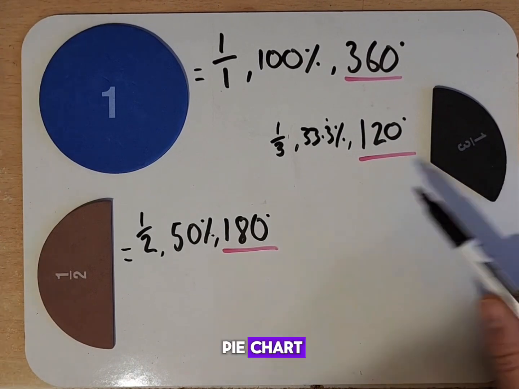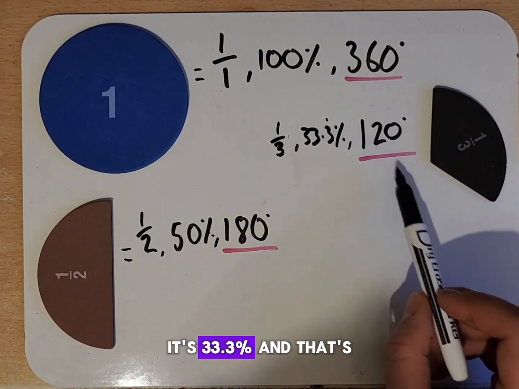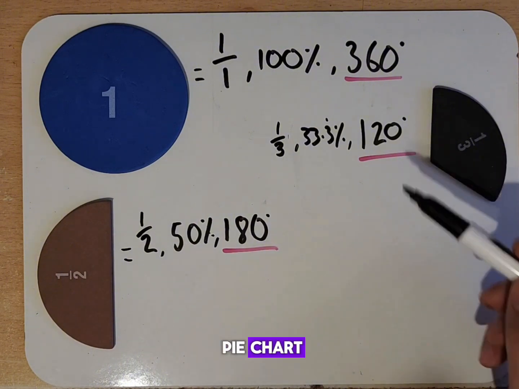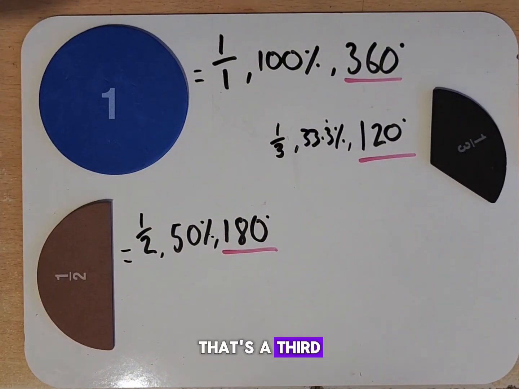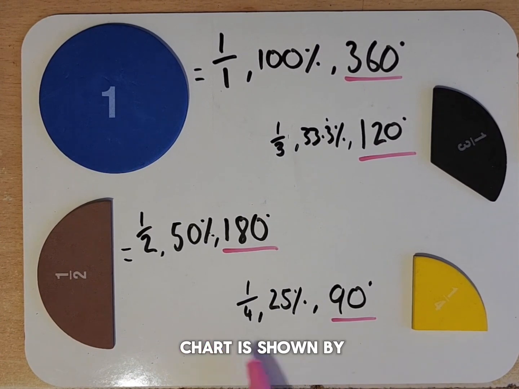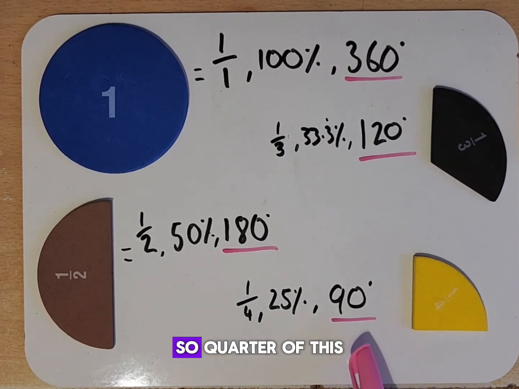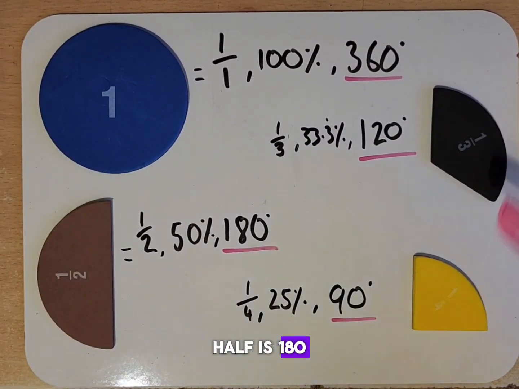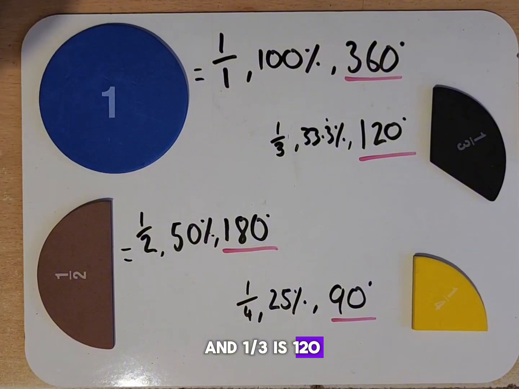A third of a pie chart is 33.3%, and that's going to be 120 degrees. If you ever see 120 degrees on a pie chart, that's a third. And a quarter of a pie chart is shown by 25% or 90 degrees. So a quarter of this full circle is 90 degrees, half is 180, and a third is 120.